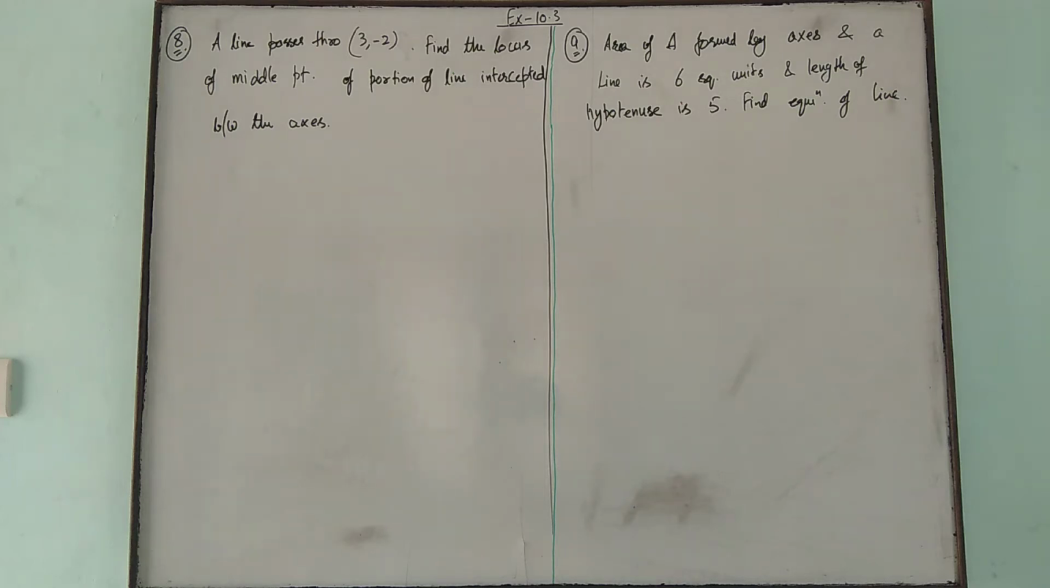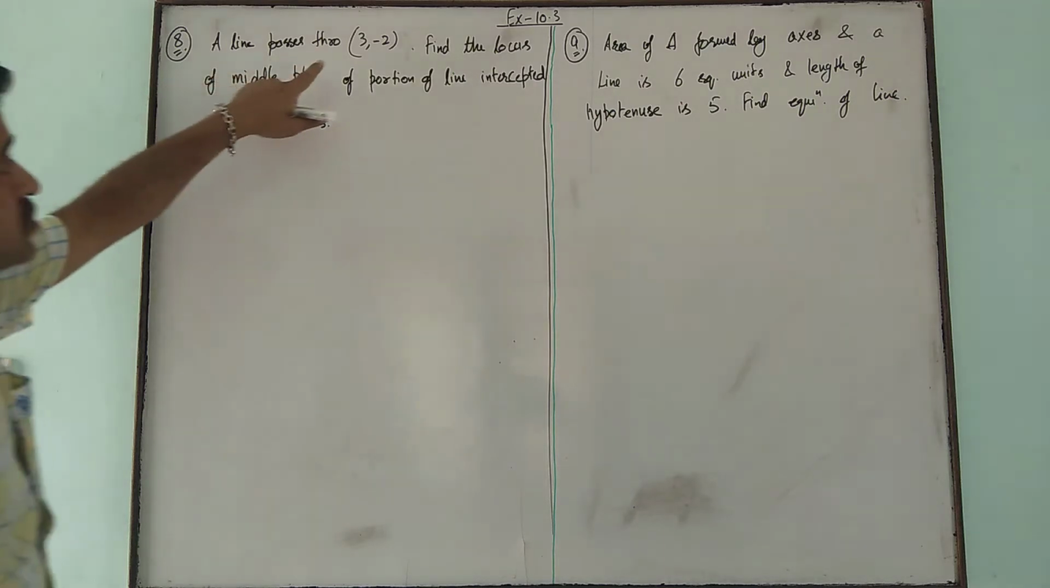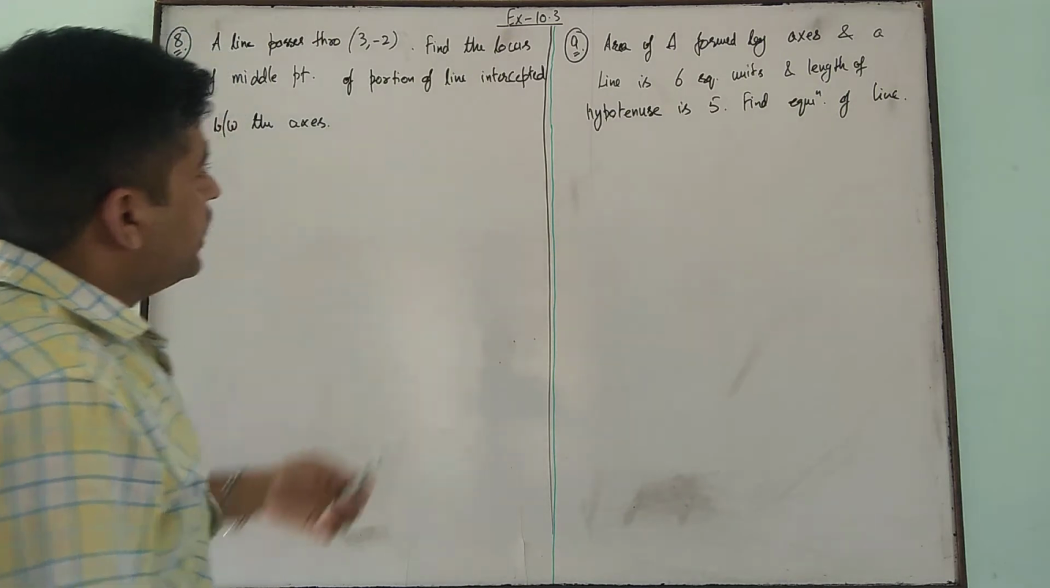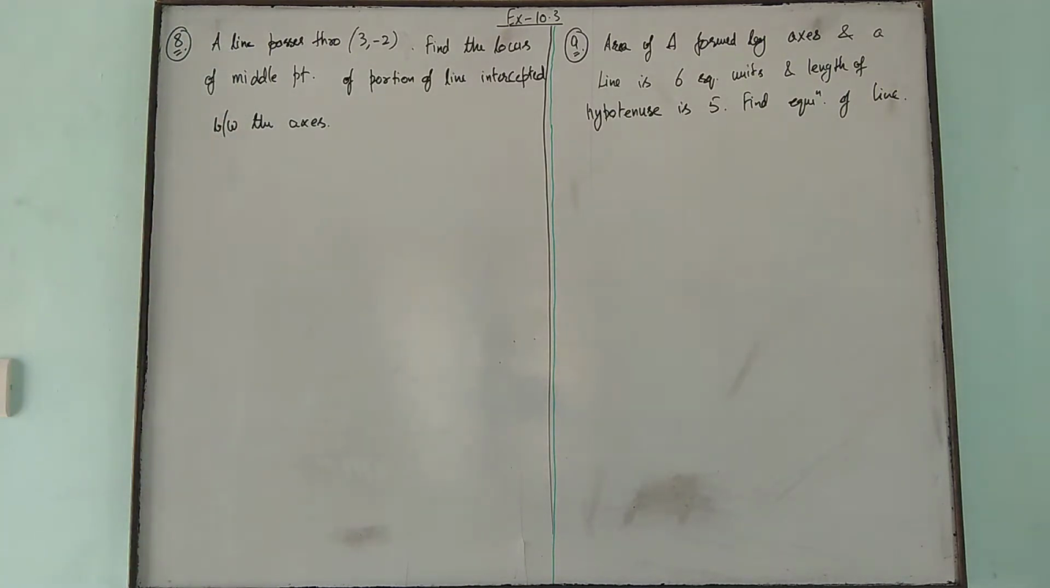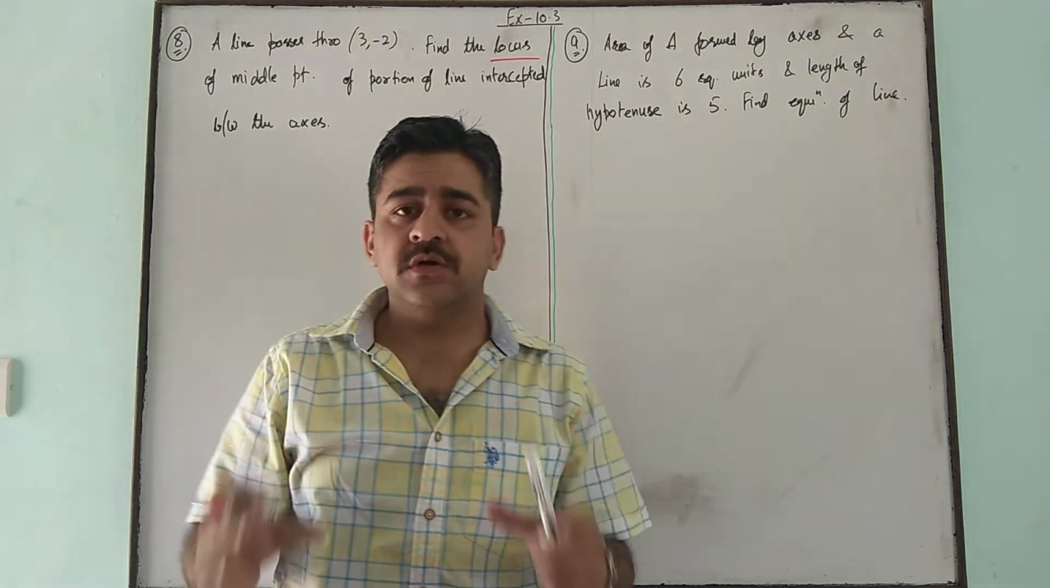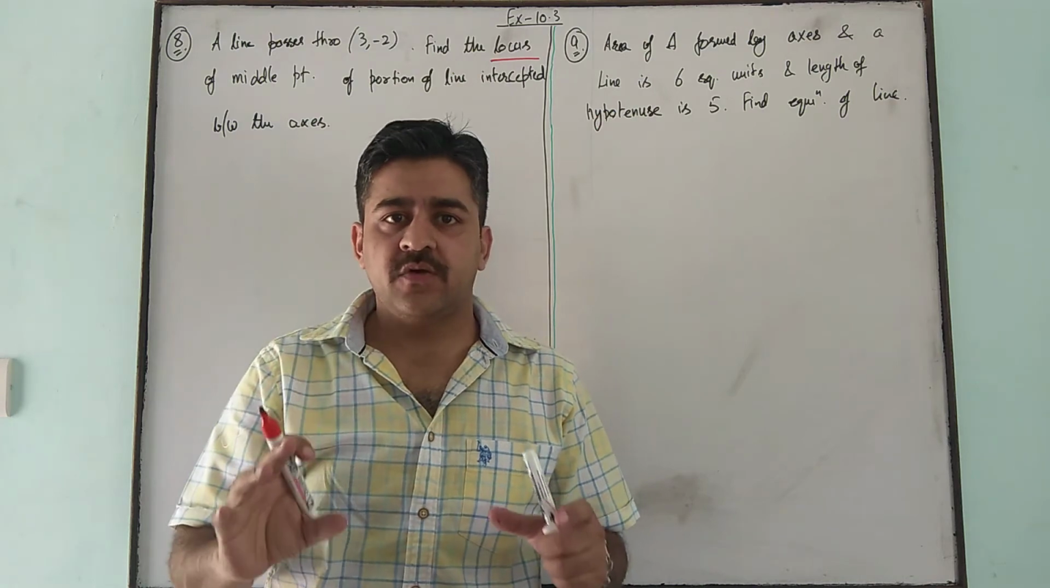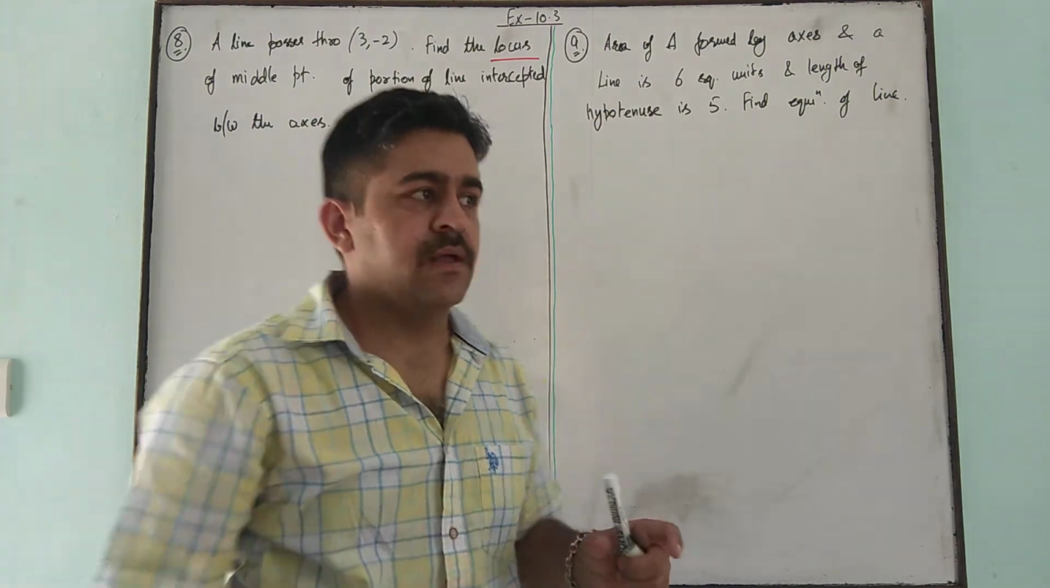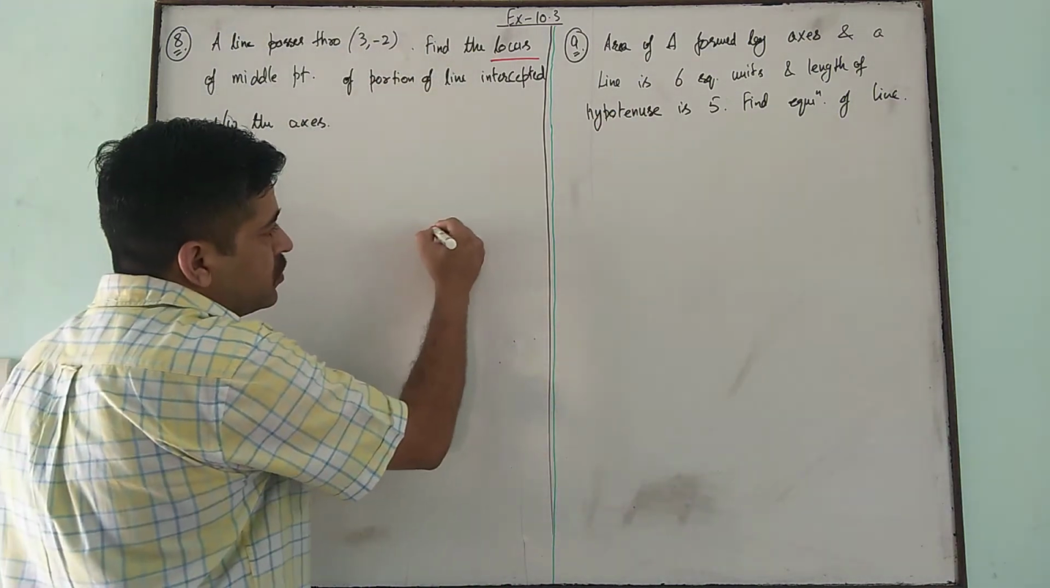Question number 8. A line passes through (3, -2), and he said find the locus. All of you know what a locus is? Locus is the condition only. That means it is variable. As I have given you one example, what is locus?